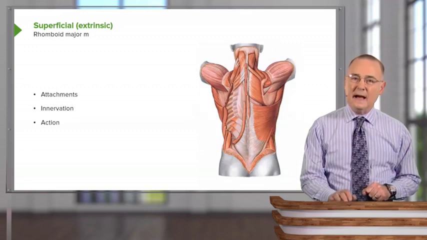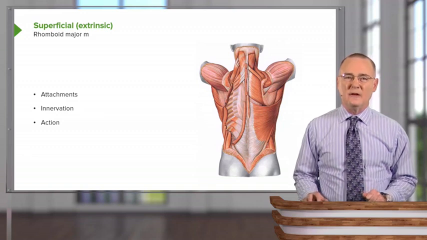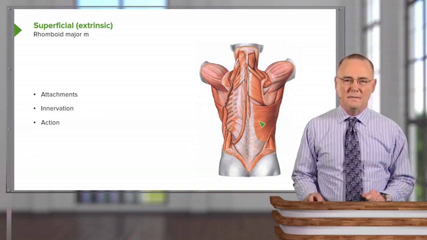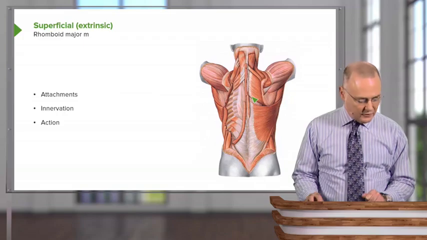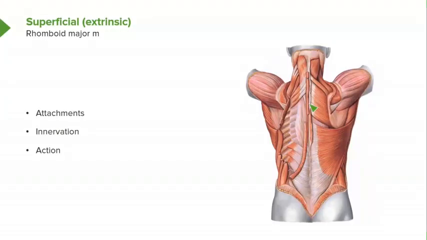Here we're looking at the rhomboids and levator scapulae. Our focus here first is with the rhomboid major, which we see running right in through here. The rhomboid major has points of origin from spinous processes, and we can see those points of origin along and through here. These particular points would be the spinous processes of T2 all the way down to T5.